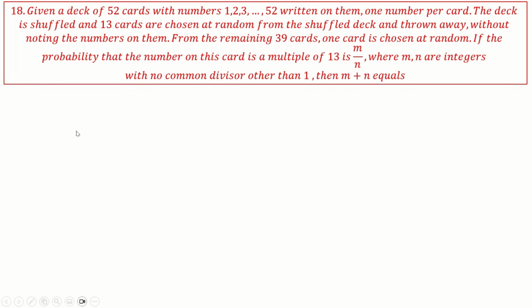Okay. Given a deck of 52 cards with numbers 1, 2, 3 up to 52 written on them, one number per card. Okay, the deck is shuffled and 13 cards are chosen at random from the shuffled deck and thrown away.